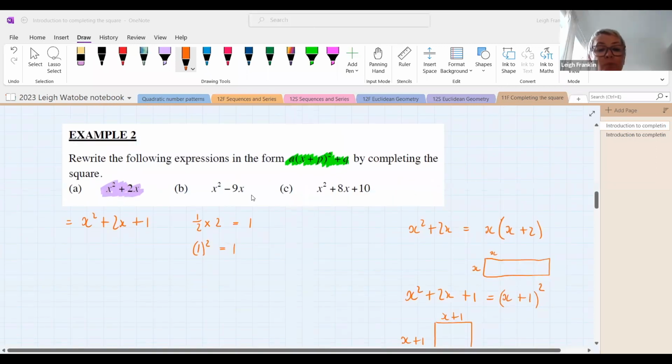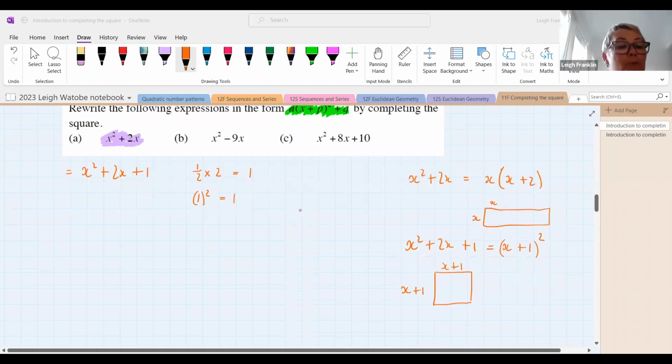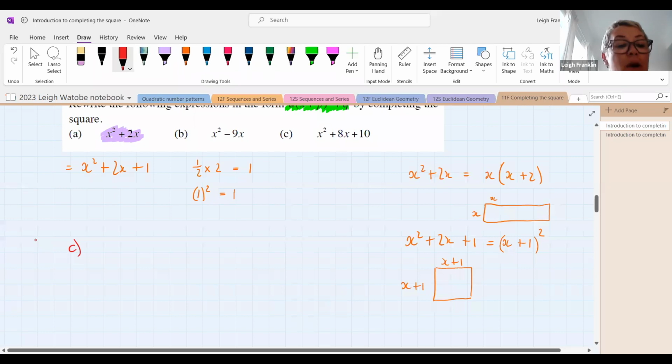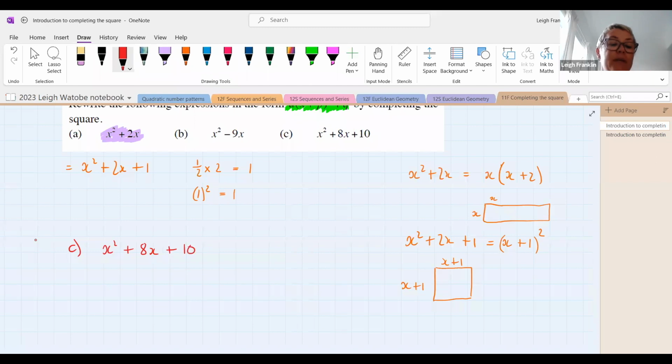Okay, so let's take question C now, and let's complete the square. In question C, we have been given x squared plus 8x plus 10. So this is what we're going to do. We're going to keep the x squared plus 8x together, and then we're going to leave a space and put the plus 10 at the end.